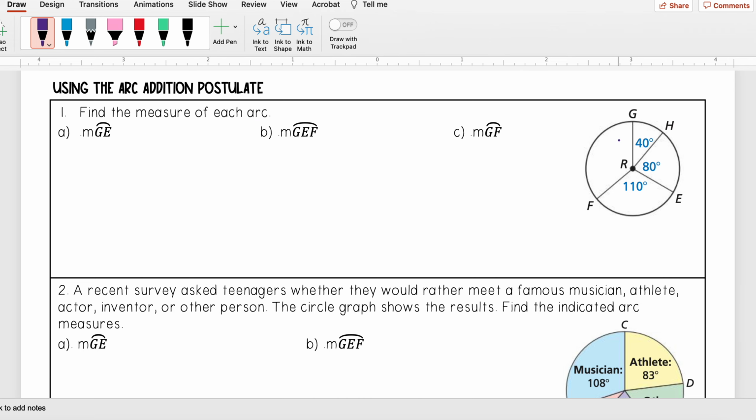So at first, I want to find the measure of GE. So looking here, measure of GE. So I want to find this whole measure. And so I see I have two different arcs that make this up. I see I have arc GH, so I know this is going to be equal to the measure of arc GH plus the measure of arc HE. Well, the measure of arc GH I see is 40 degrees. And the measure of arc HE is 80 degrees. So that means that the measure of arc GE is going to be 120 degrees.